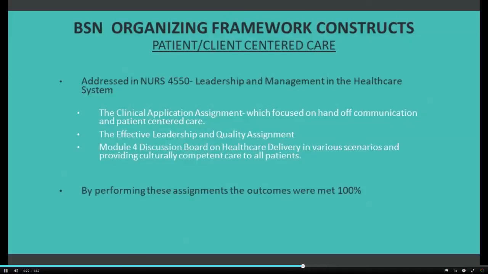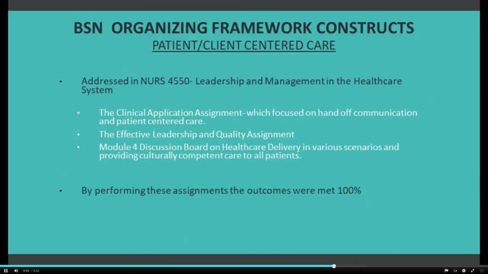The fourth student learning outcome is patient-client-centered care, which employs safe, effective, patient-centered care using theories and evidence-based findings in collaboration with patients and members of the interprofessional and intra-professional healthcare team. This outcome was addressed in Nursing 4550, Leadership and Management in the Healthcare System. The clinical application assignment focused on handoff communication and patient-centered care.